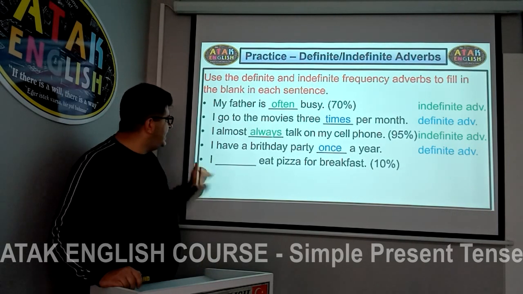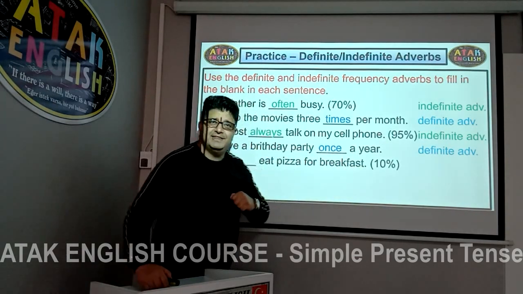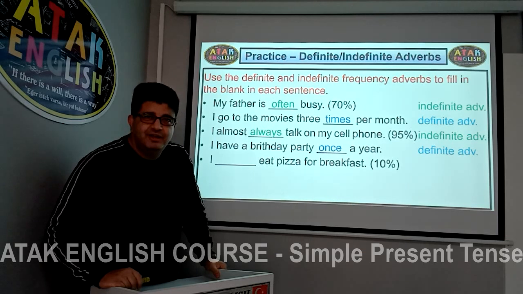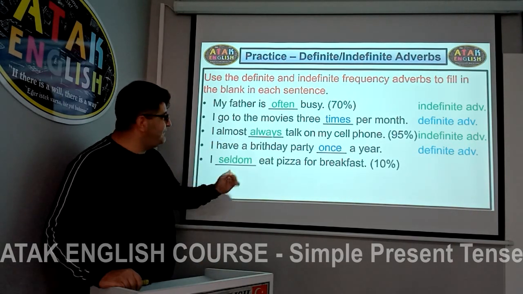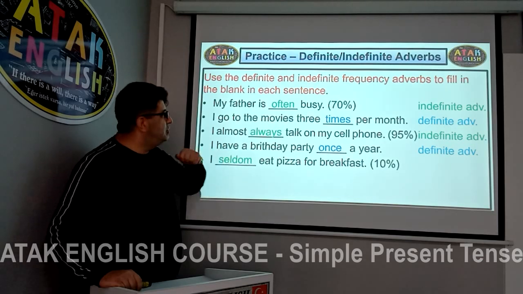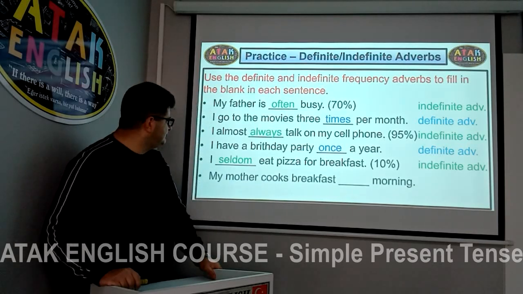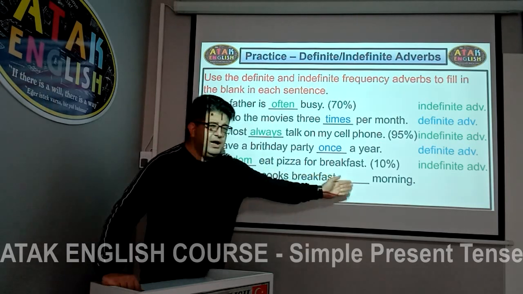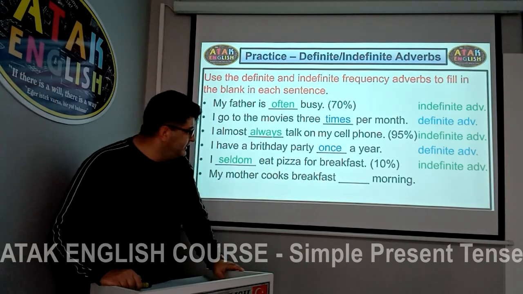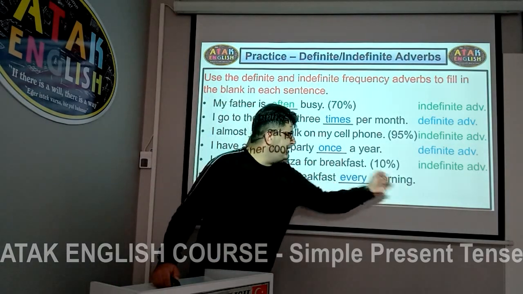Here comes another one. I eat pizza for breakfast. It's giving us the percentage, 10%. Okay, what shall I put here? Yes, seldom. I seldom eat pizza for breakfast, and it's 10%. Is it definite or indefinite? Surely it is an indefinite adverb. And the last one: my mother cooks breakfast morning. Yes, every morning. Definite or indefinite? Yes, it is a definite adverb.